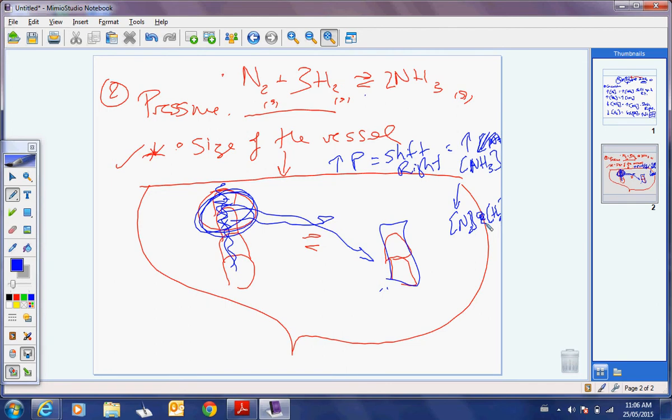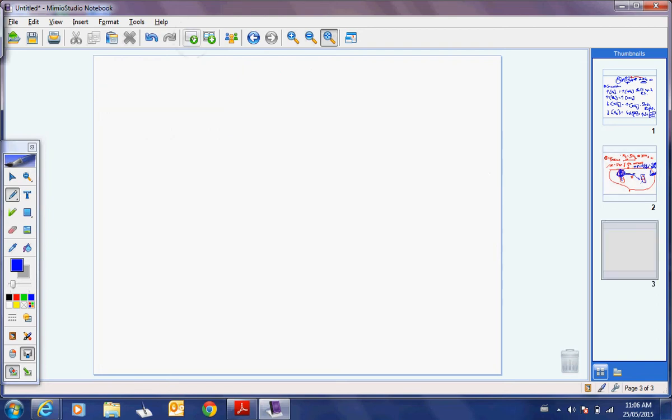Everybody okay with pressure? All right. The third and final is temperature. When you're deciding the temperature, you have to know if it's exothermic or endothermic.